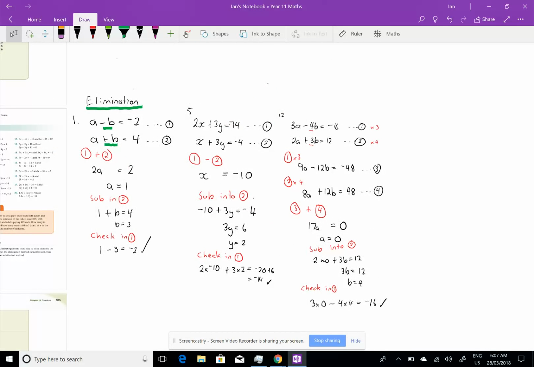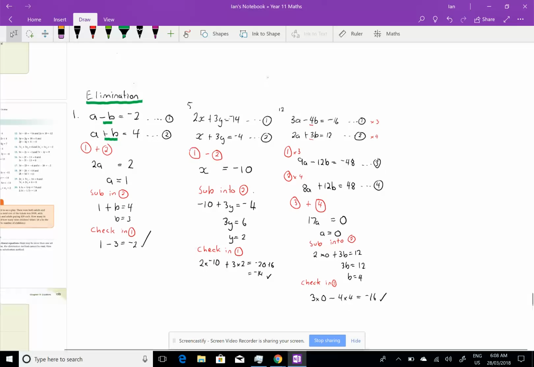What are the steps again? See if one of the variables is the same size in both, and if it's not, you can make it the same size by multiplying. Then add or subtract the two equations, get one variable, sub that variable back into the equation of either 1 or 2, find the second variable, and then check it.